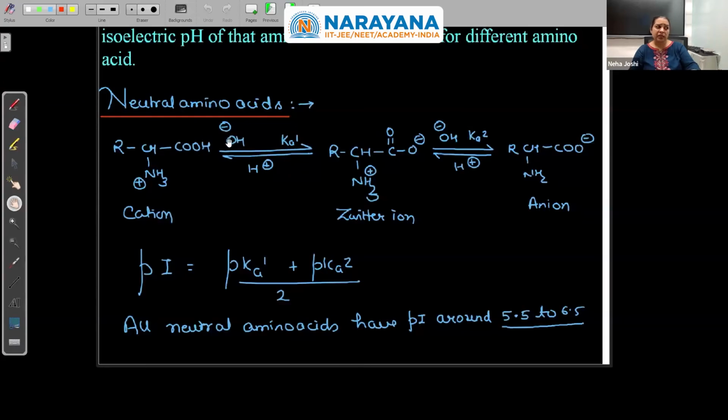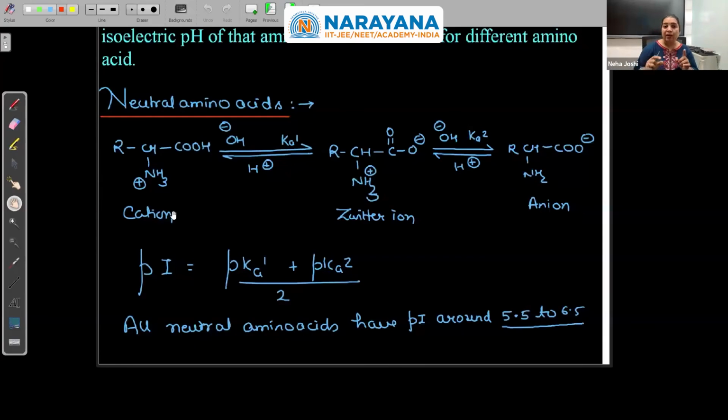Now I start, okay, I add OH minus, which will go first? COOH will go first, more acidic is COOH. And that K1 is of COOH. Then I further add more base. Now NH3 plus will go and anion is forming. If in this anion I start decreasing the pH, I start adding H plus, this is a stronger base center, NH2. So it takes the H plus first. Then this takes, so cation.